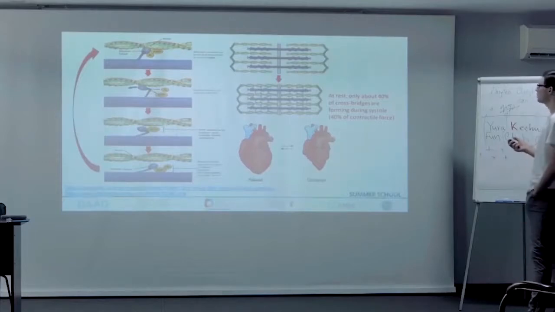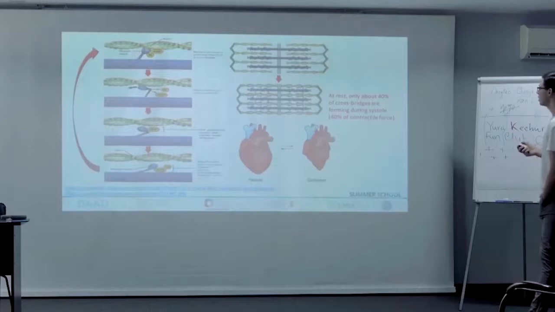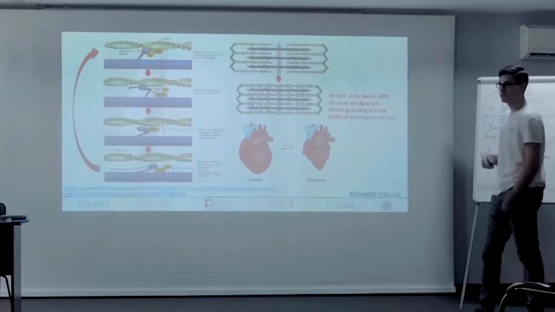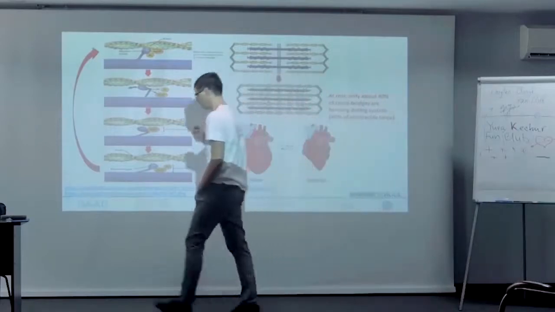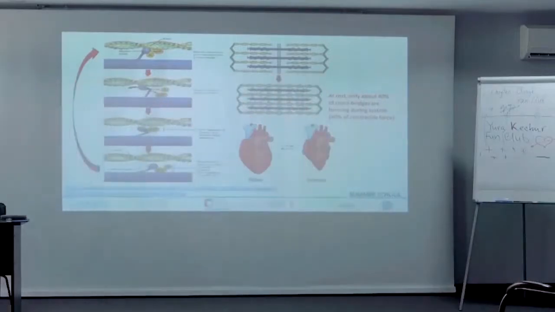At rest, only about 40% of cross bridges are forming during systole. So this is like 40% of contractile myocytes. Why is this so? Why not 100%? We should leave a little bit of space inside the heart.